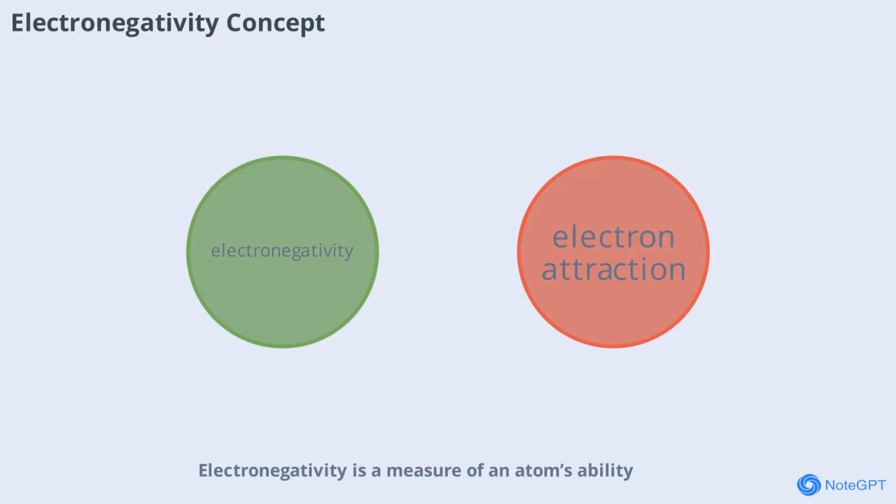Electronegativity is a measure of an atom's ability to attract shared electrons in a chemical bond. Elements with high electronegativity, like fluorine, strongly attract electrons, while those with low electronegativity, like sodium, do not. The difference in electronegativity between atoms determines whether a bond will be ionic, polar covalent, or nonpolar covalent. This concept is key to predicting bond types and molecular behavior.